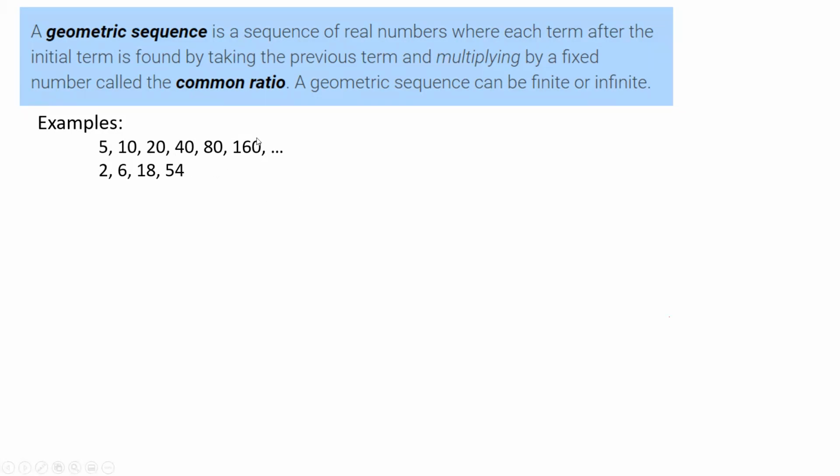The second one is an infinite geometric sequence because I have the three dots saying it's going to go on and on. Whereas the first one is just a finite sequence. It's only got 4 terms. I don't have dots after that.